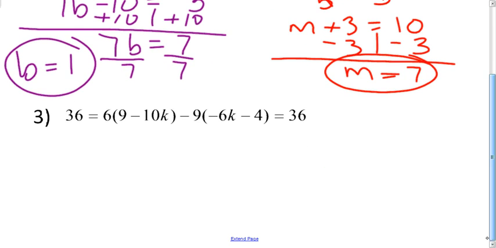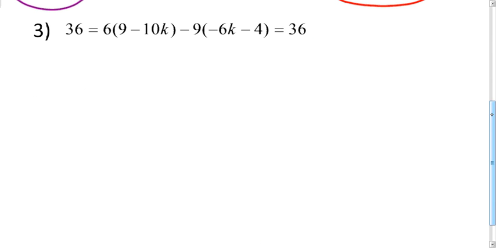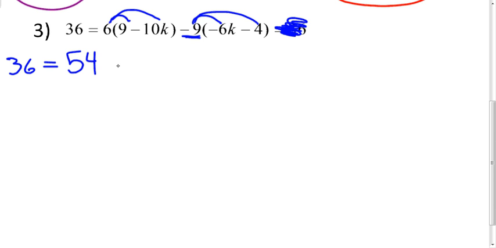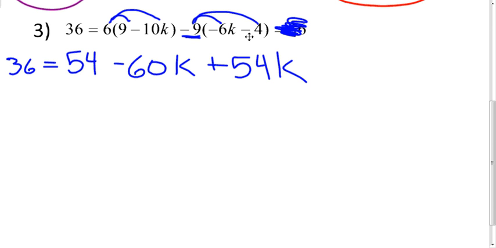And the last problem here. I want to use the distributive property here. I want to remember that's a negative 9 when I use the distributive property. Obviously, we can ignore this other equals 36 here. So 36 is equal to 54 minus 60k. Negative 9 times negative 6 is positive 54k. And negative 9 times a negative 4 is positive 36.